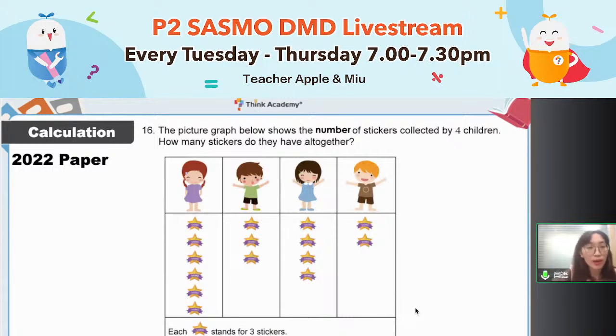Now, the last one for the warm-up part here. It is question 16 from the 2022 paper. The picture graph below shows the number of stickers collected by 4 children. How many stickers do they have altogether? Look, altogether. That is, you need to add all of them together, okay? Read the table carefully. Tell me what is the final answer. Read the question carefully. Each sticker stands for 3 stickers here.